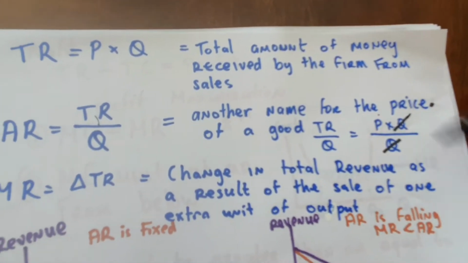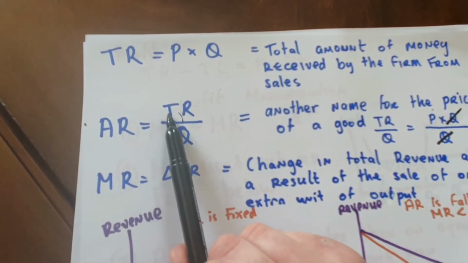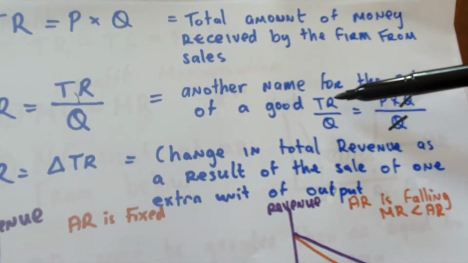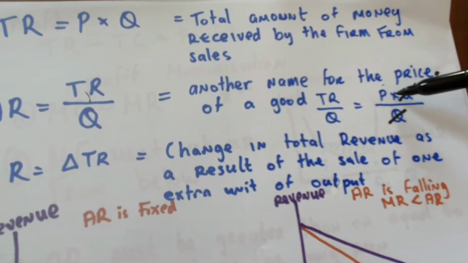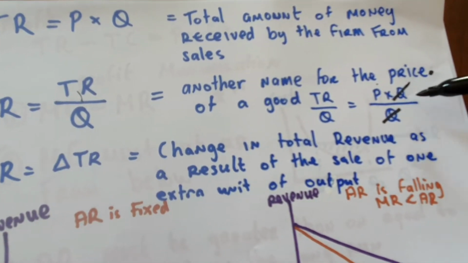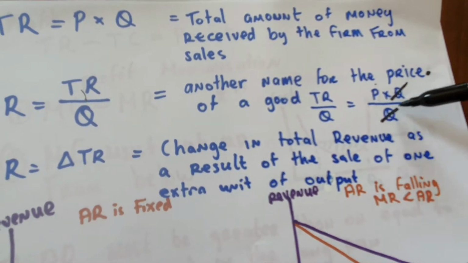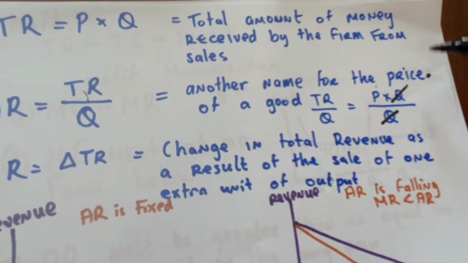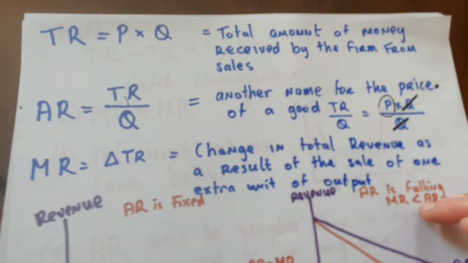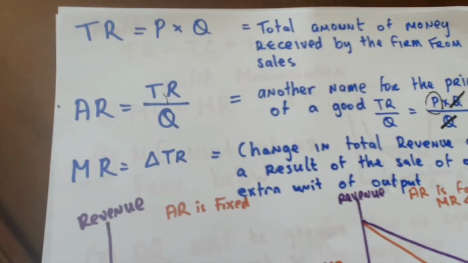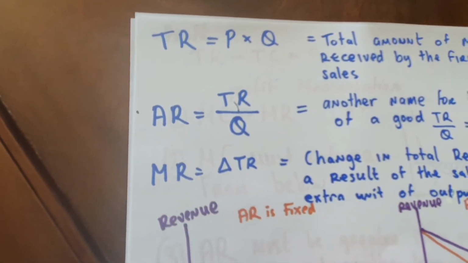So how do we know that? Well, if our formula for average revenue is total revenue divided by quantity, another way of writing total revenue is price times quantity. So if we were to write price times quantity divided by quantity and we cancel out our two Q's for quantity, we're just left with price. So that P that stands for price is another way of saying our average revenue. So if you see average revenue, they're talking about the price.